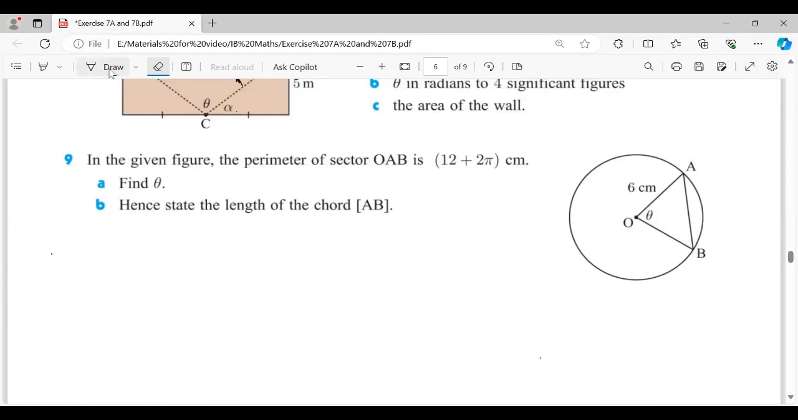Next, number 9. In the given figure, the perimeter of sector OAB is 12 plus 2 pi centimeters. Find theta, and hence state the length of the chord AB. Okay, this is chord AB.